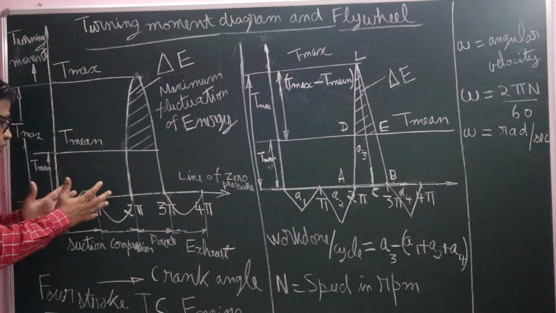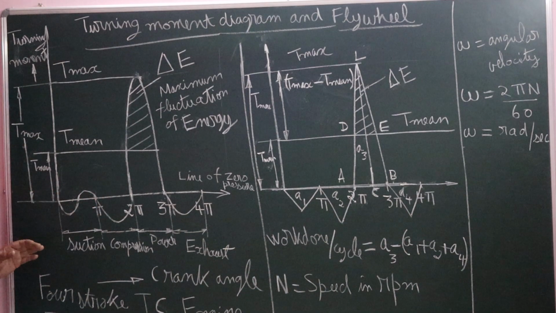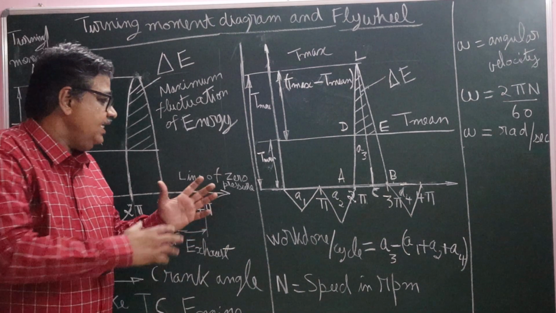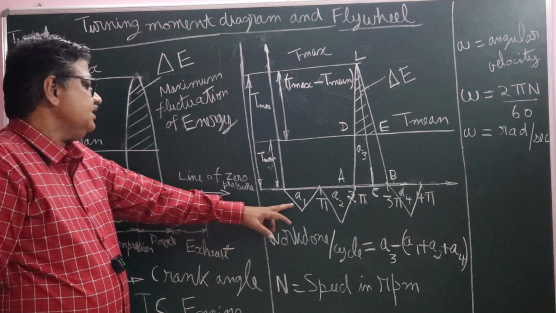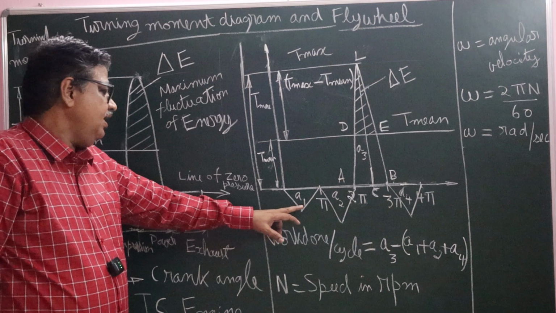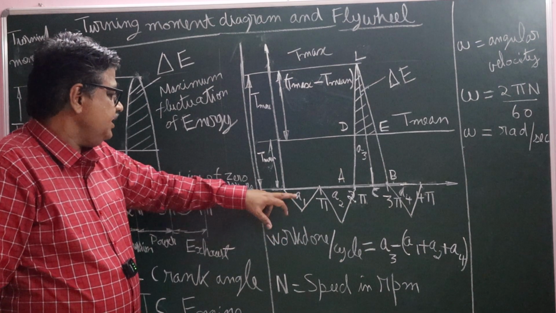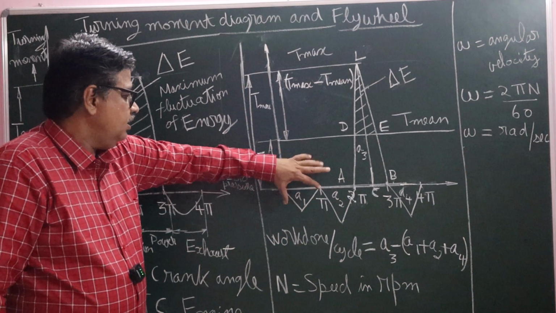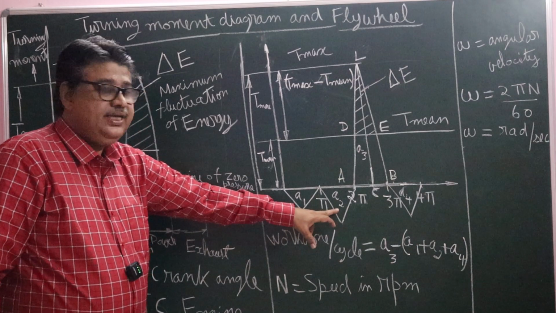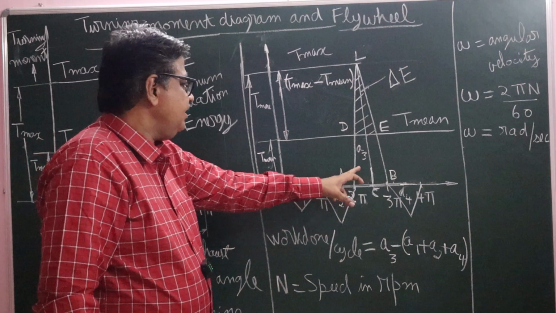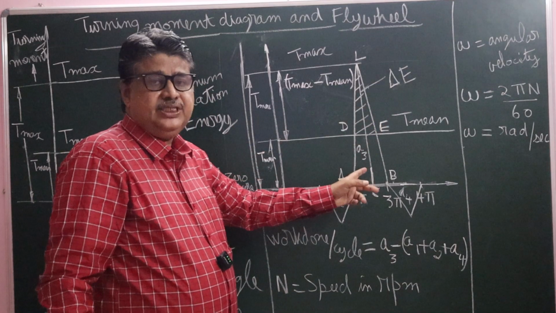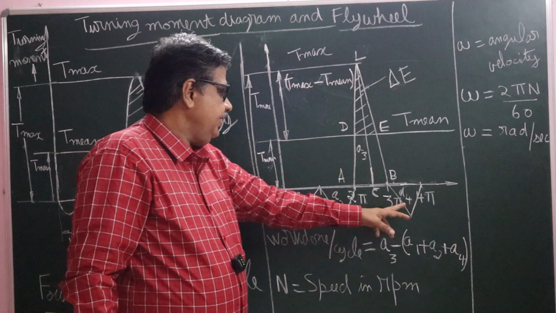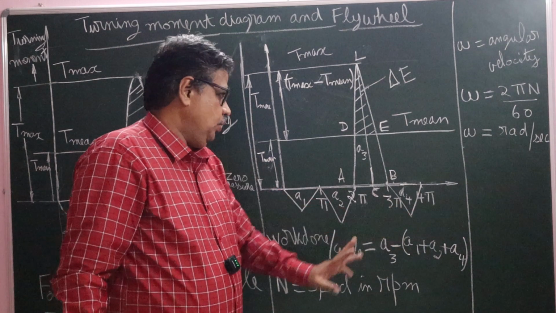This diagram is the actual turning moment crank angle diagram. For the sake of calculation, we idealize this diagram like this. Therefore, A1 is a negative area swept during suction stroke. Then A2 is a negative area during compression stroke. A3 is the positive area during power stroke, expansion stroke or working stroke. And A4 is a negative area during exhaust stroke.